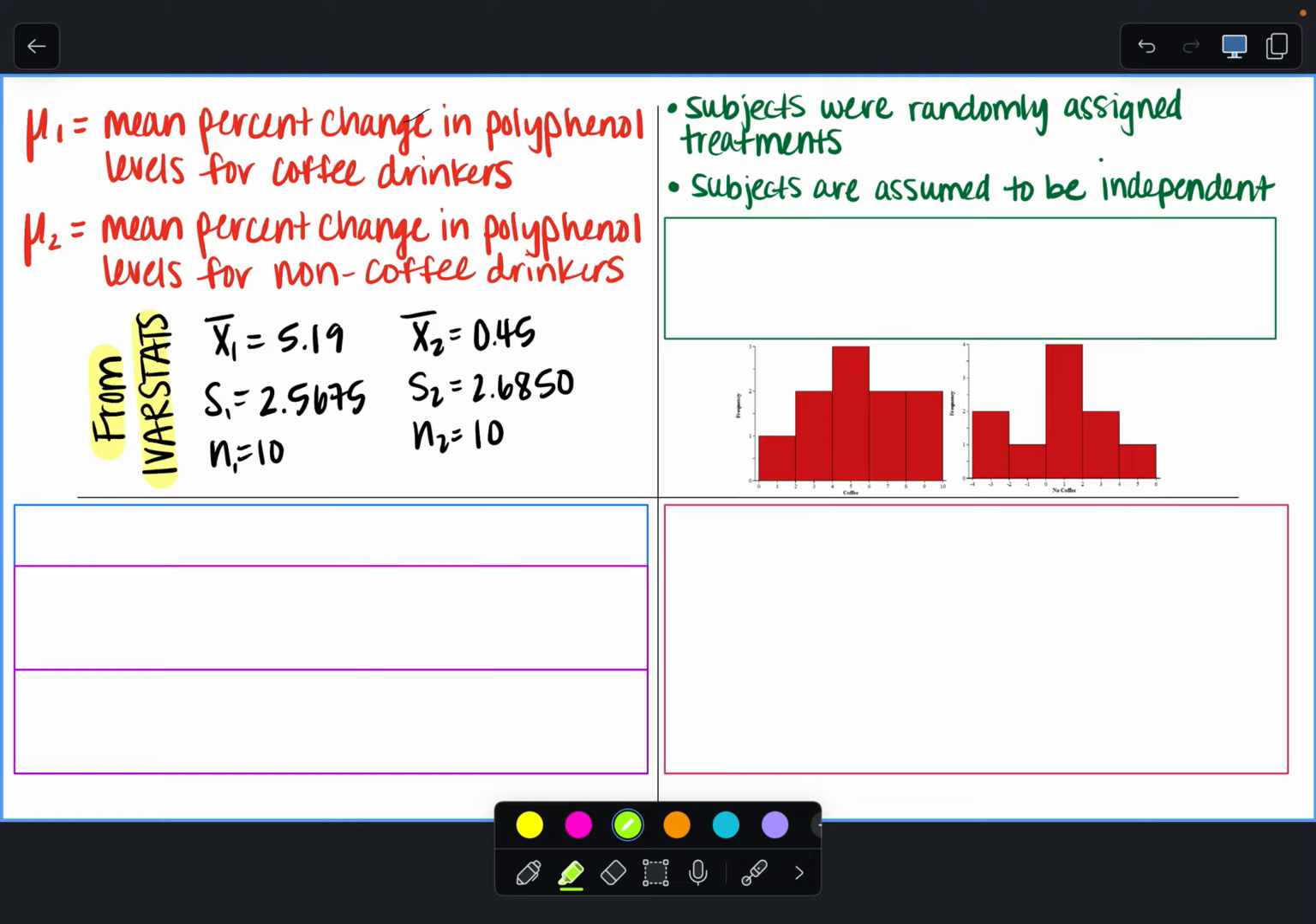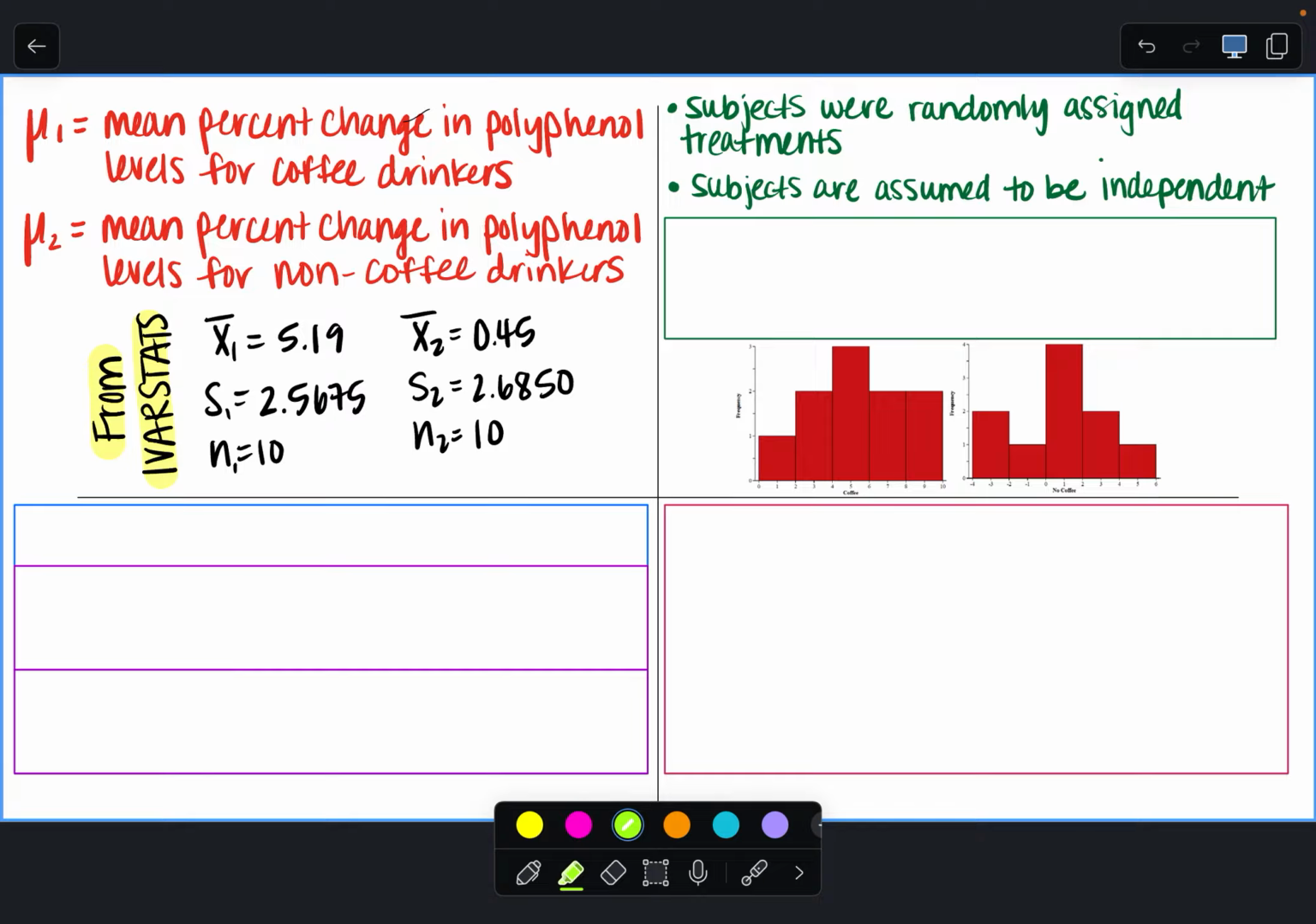So subjects were randomly assigned treatments. Subjects are assumed to be independent. This is only because I don't necessarily know what population these 20 women are representing. Yes, they're representing women. However, I cannot say that I sampled from all women, so I can't generalize it to the population. So we're just going to assume they're independent.